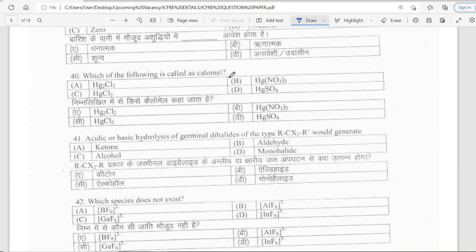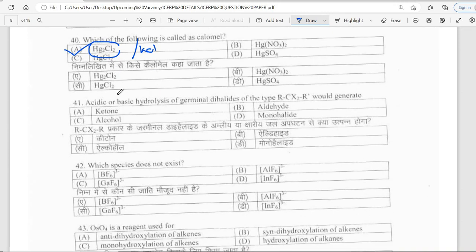Which of the following is called the calomel electrode? There are two options, Ag2Cl2 and KCl. So here you have to write down Ag2Cl2, which is also known as the calomel electrode, and KCl is also one type of calomel electrode.